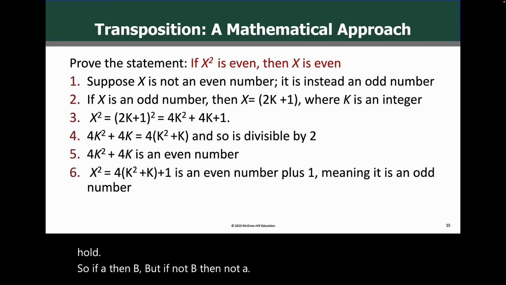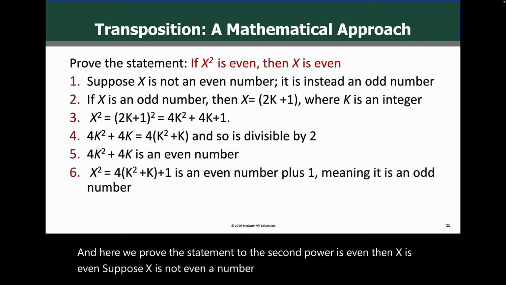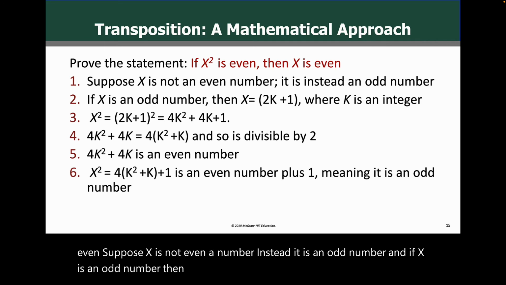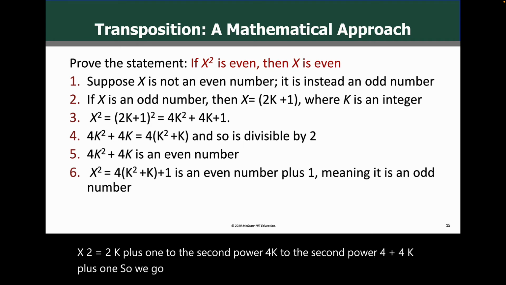And here, if we prove the statement, if x squared is even, then x is even, suppose x is not an even number, and instead is an odd number. And if x is an odd number, then x equals 2k plus 1, where k is an integer. Then we get x squared equals (2k plus 1) squared, which is 4k squared plus 4k plus 1. So we go through all of these formulas at the end to get that we're meeting the definition of an odd number.